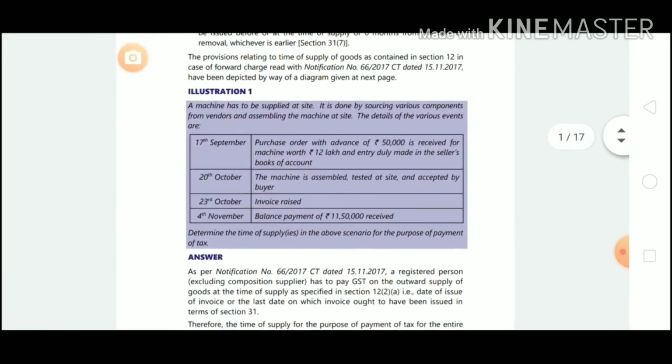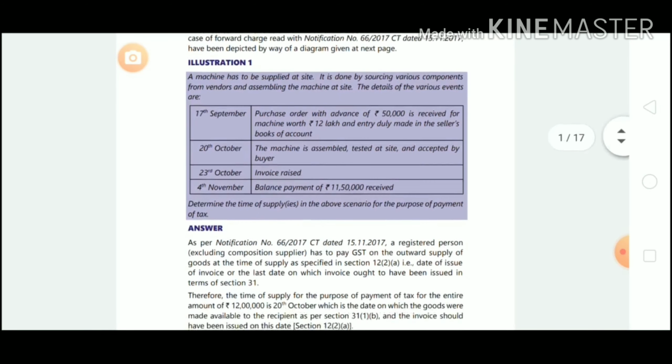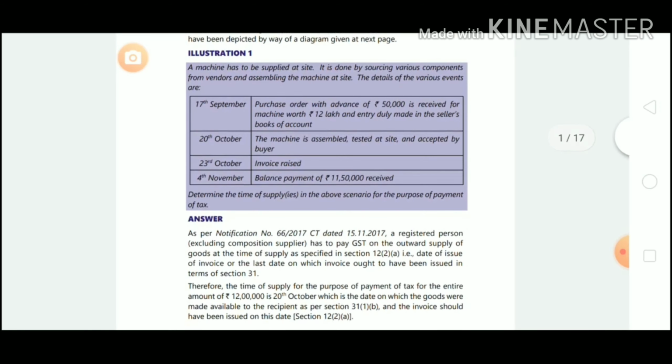A machine has to be supplied at site. It is done by sourcing various components from vendors and assembling the machine at site. The details of the various events are: on 17th September, a purchase order with an advance of 50,000 is received for a machine worth 12 lakh, and the entry is duly made in the seller's books of account. On 20th October, the machine is assembled, tested at site and accepted by the buyer. On 23rd October, the invoice is raised. On 4th November, the balance payment of 11,50,000 is received.